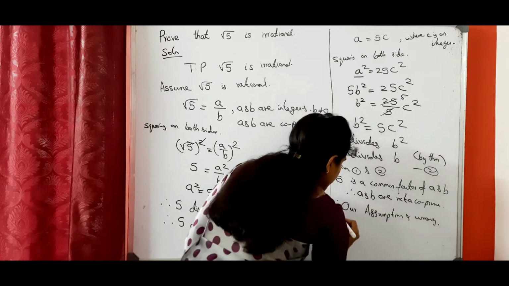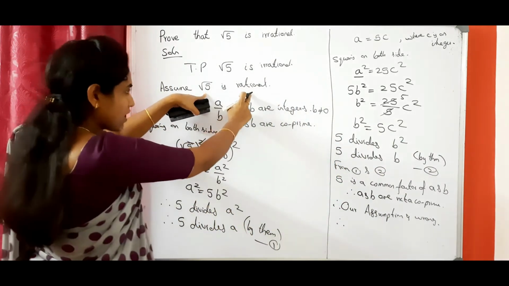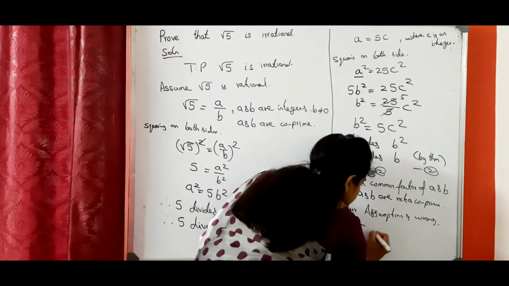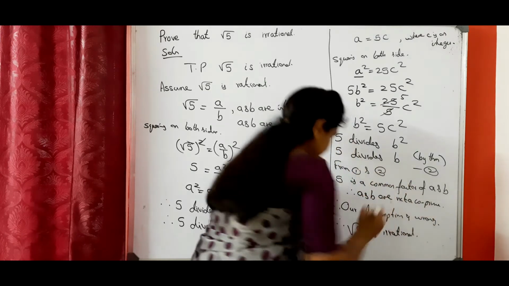The assumption is wrong. Therefore, what is our assumption? Root 5 is rational is wrong. Therefore, root 5 is irrational. Let me explain one more time.